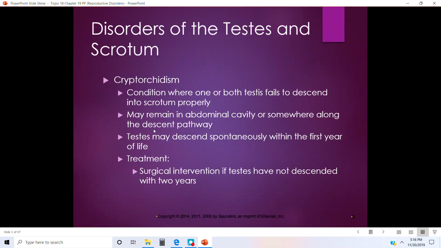Okay. The next condition has to do with the descent of the testes. Normally, just to review for a moment, the testicles will descend from the abdominal cavity of the fetus down through the inguinal canal and then drop down into the scrotum, right? That's roughly about the seventh month of fetal life.